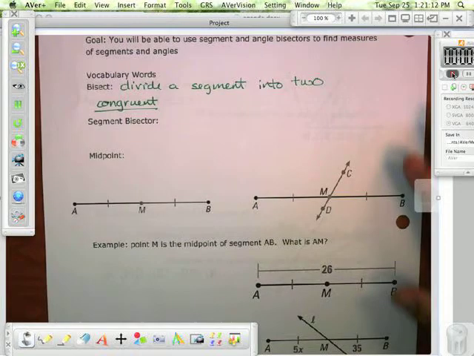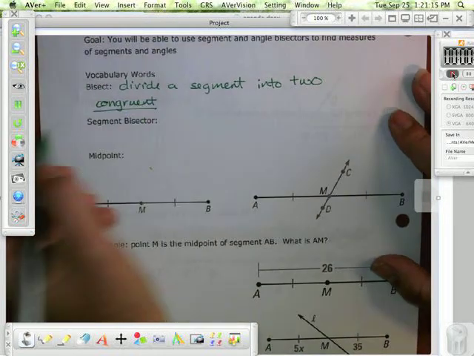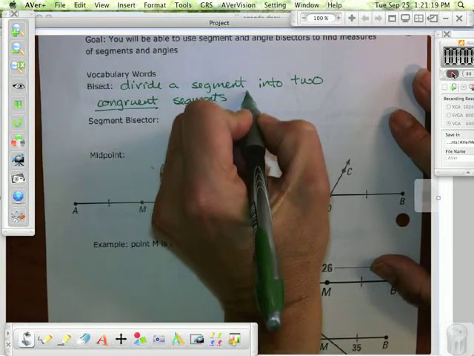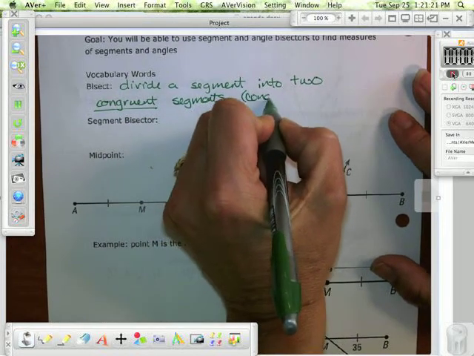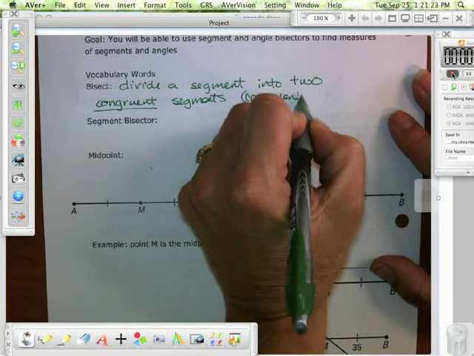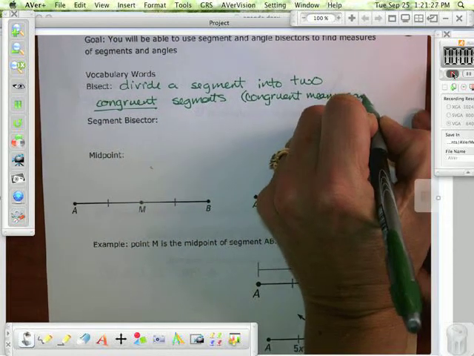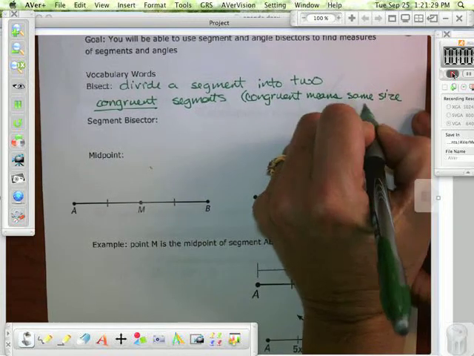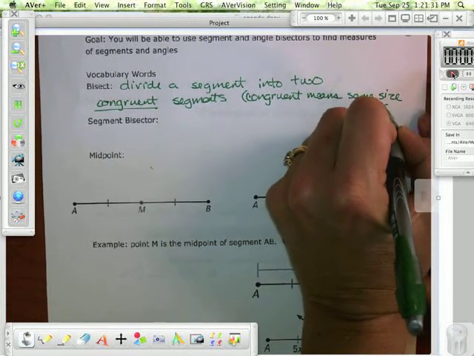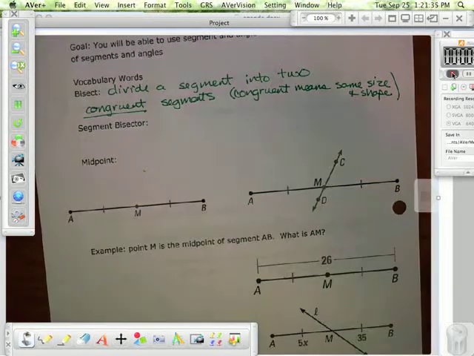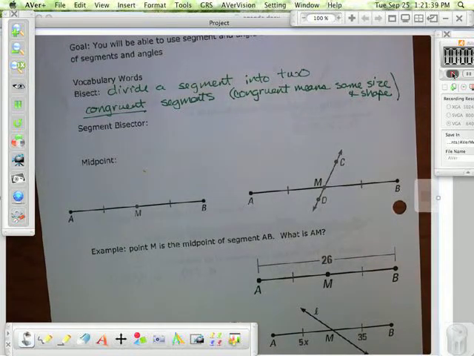Okay, divide a segment into two congruent segments. Congruent means the same size and shape. Okay? So to bisect means you divide a segment into two congruent segments. And you bisected when you folded.